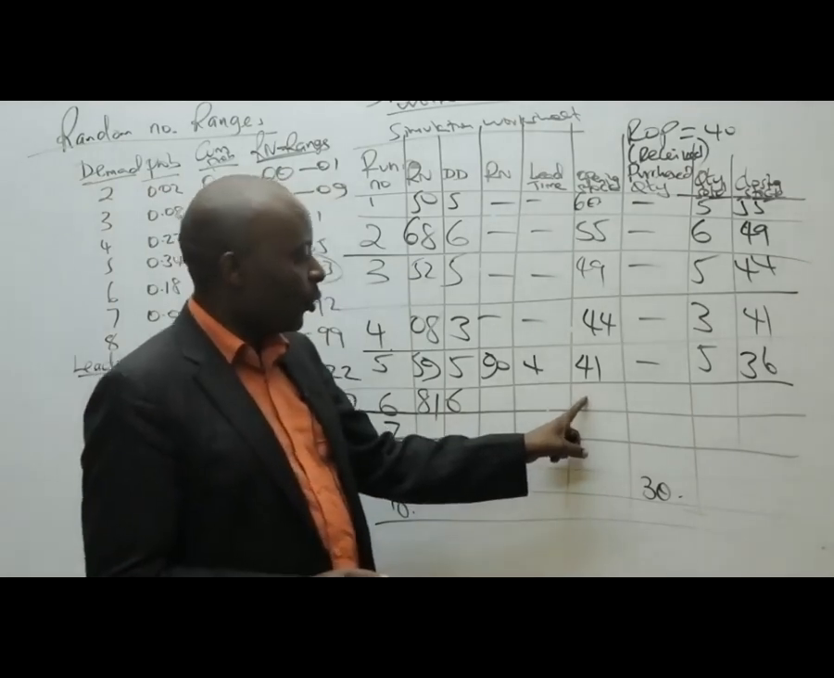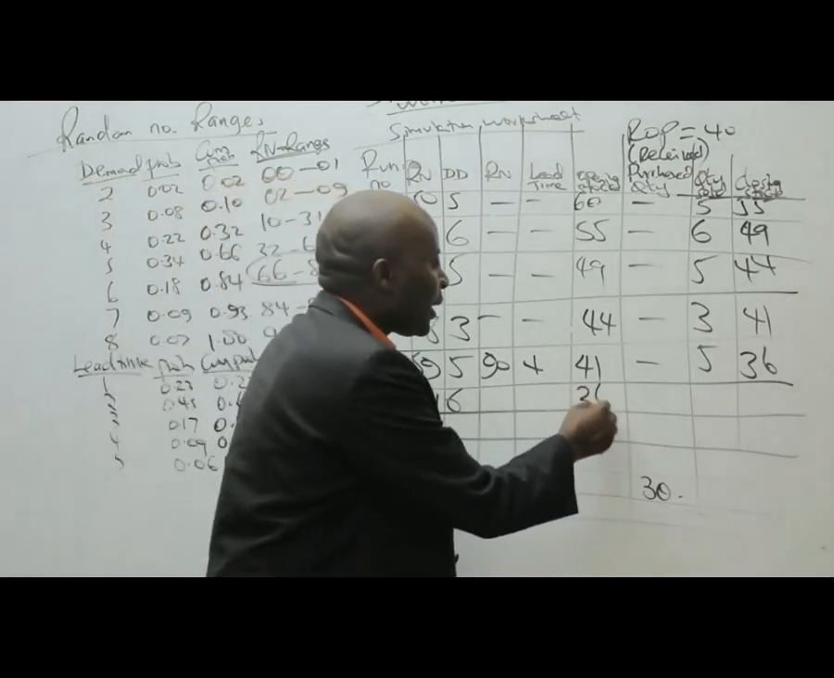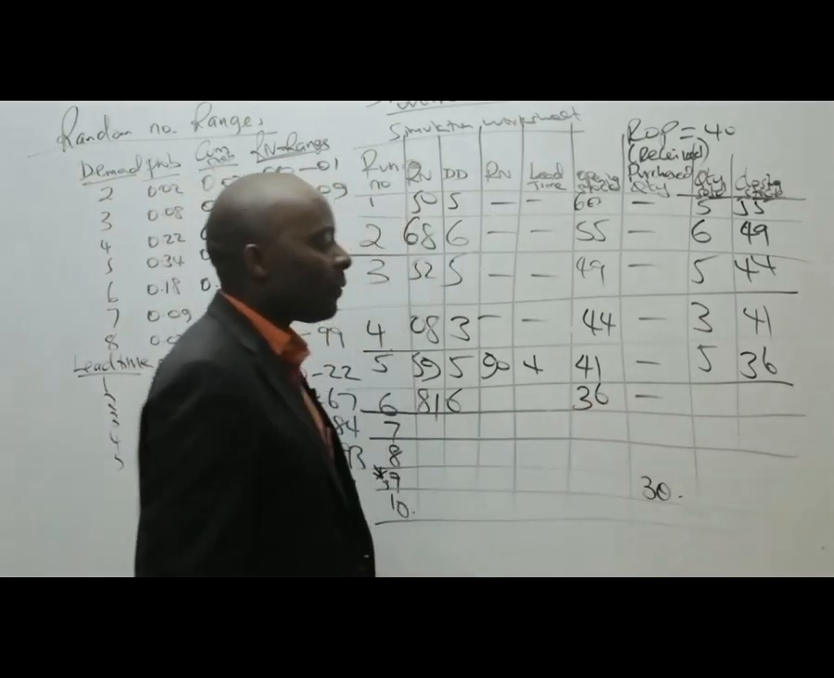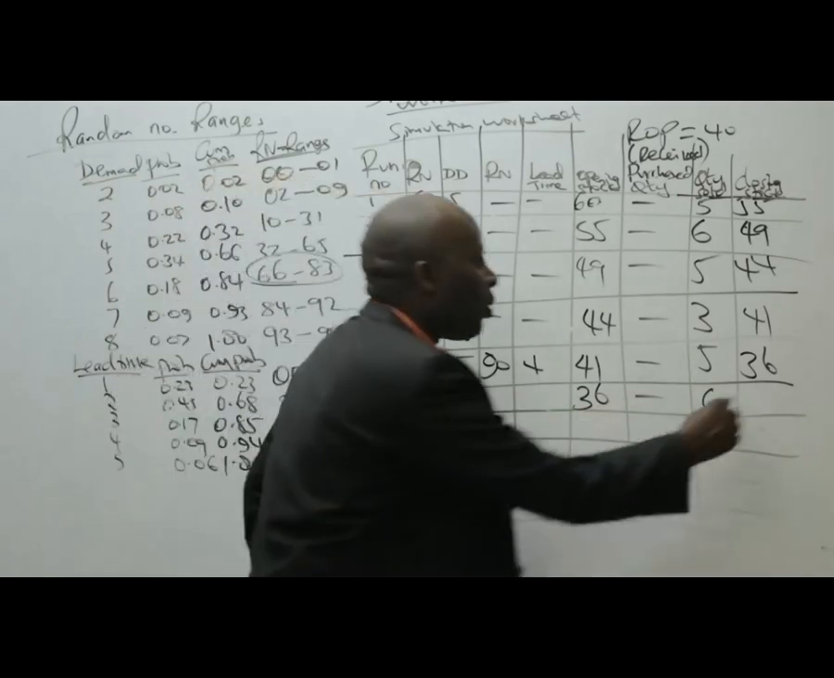I'll have to continue. So, ladies and gentlemen, come and give me the opening stock. The opening stock here is 36, right? Quantity purchased, I'm not receiving anything there. How many do I sell? 6. So the closing stock here will be 30.